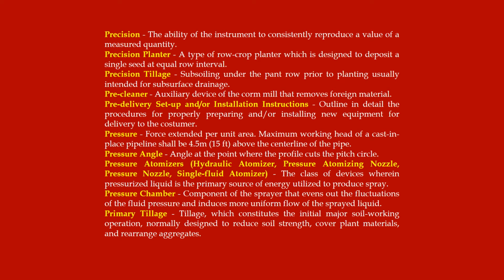Pressure atomizers, hydraulic atomizer, pressure atomizing nozzle, pressure nozzle, single fluid atomizer, the class of devices wherein pressurized liquid is the primary source of energy utilized to produce spray. Pressure chamber, component of the sprayer that evens out the fluctuations of the fluid pressure and induces more uniform flow of the sprayed liquid. Primary tillage, tillage which constitutes the initial major soil working operation, normally designed to reduce soil strength, cover plant materials, and rearrange aggregates.